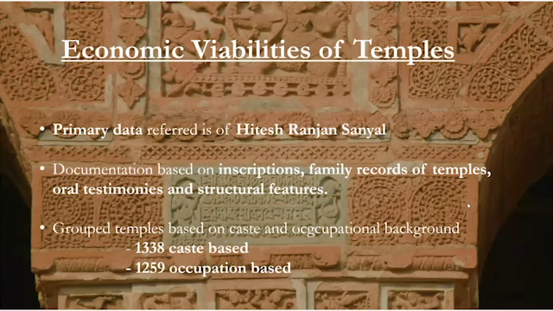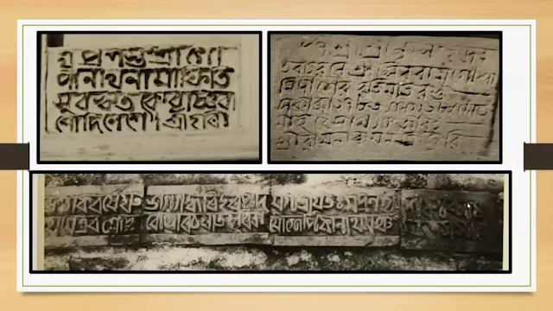He arrived at these numbers based on inscriptions, family records of the temples, records of the temple in the custody of temple descendants, oral testimonies, and structural features. Here are some inscriptions from different temples. The photographs are from the archives of David McCutcheon, present at Victoria and Albert Museum.